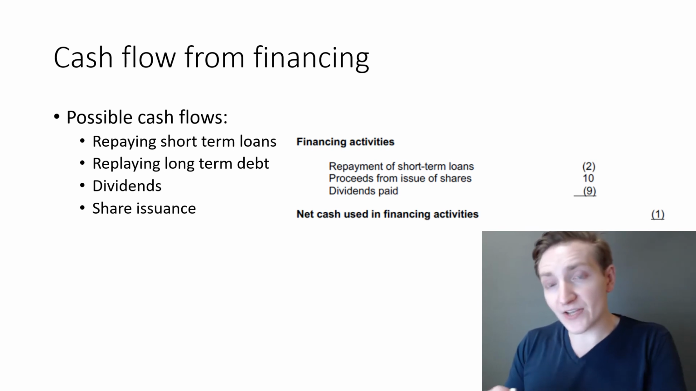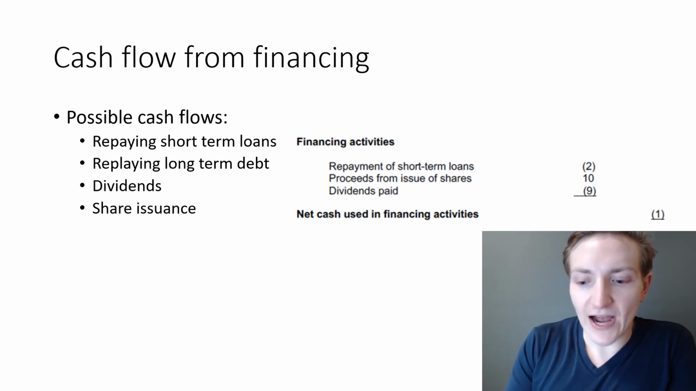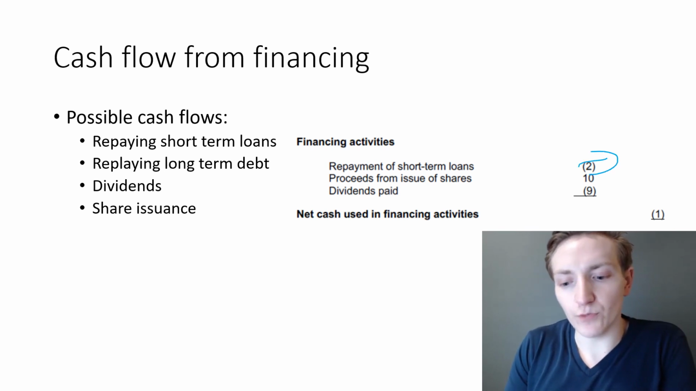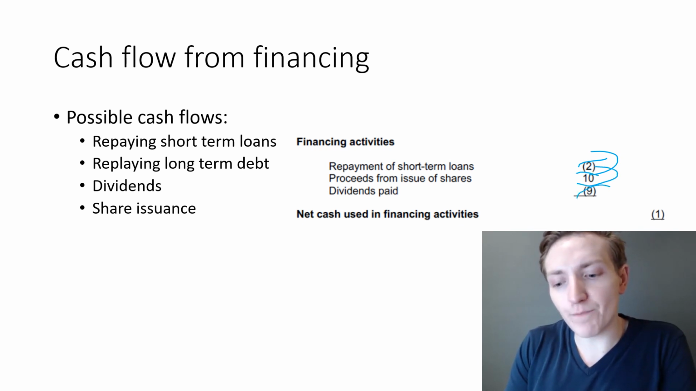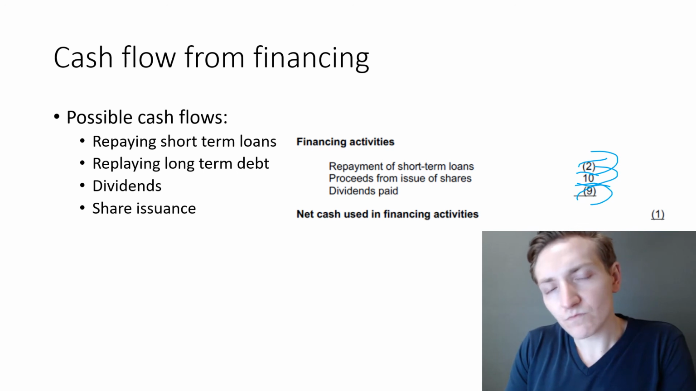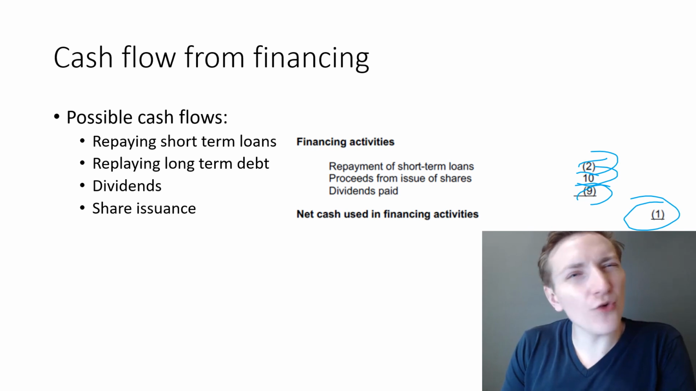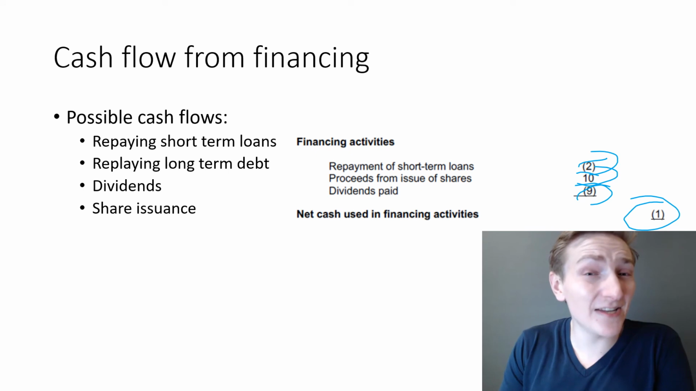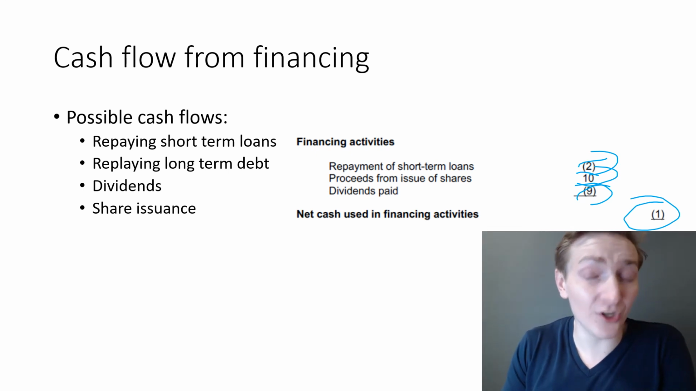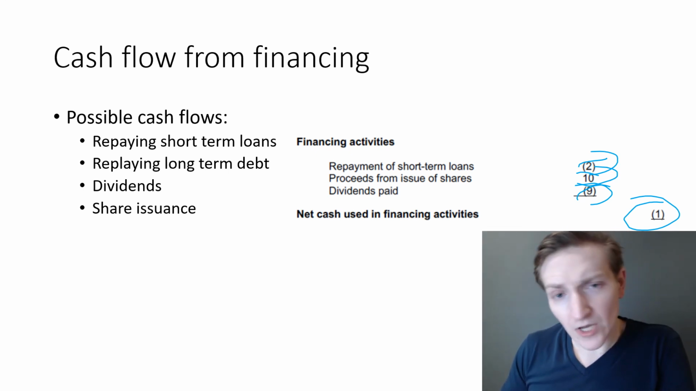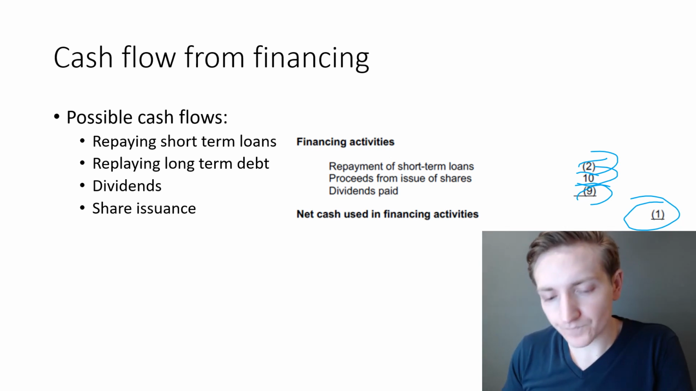So looking at our financing activities overall, what we had here is we paid off 2k in short-term loans, there was 10k from share issuance, and the firm paid 9k in dividends. So there was a cash outflow of 1k in the financing activities. Again, this would imply the firm is not really going out and getting a lot more money, because the firm appears to be spending more money than it's bringing in terms of financing. So that's effectively what our financing aspect of the cash flows is going to look at.